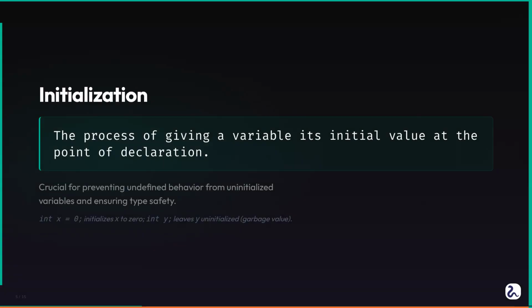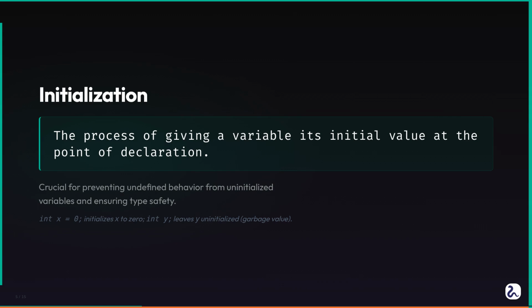Now that you understand how literals get their types, initialization is going to make perfect sense. Initialization is the process of giving a variable its initial value when it is created. This is distinct from assignment, which changes a variable's value after it has already been initialized. C++ offers several ways to initialize variables, and understanding their nuances is critical for writing robust code.